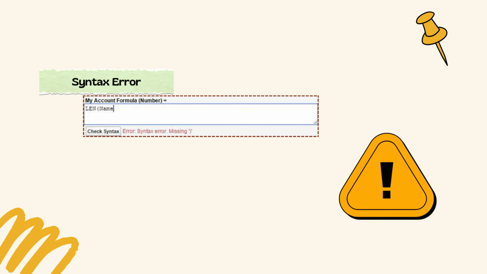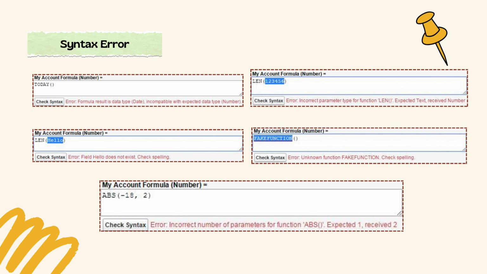When working with formulas, syntax errors are inevitable. Use the Check Syntax button to debug your formulas. It identifies specific issues, such as missing parentheses, incorrect parameter types, or incompatible data types. Debugging formulas becomes smoother with the syntax checker. Whether it's mismatched parentheses, incorrect parameter types, or incompatible data types, the checker guides you to resolve these common issues.